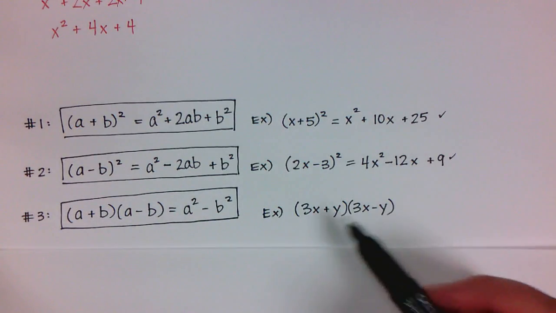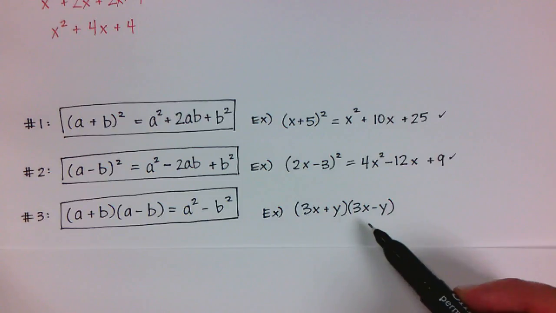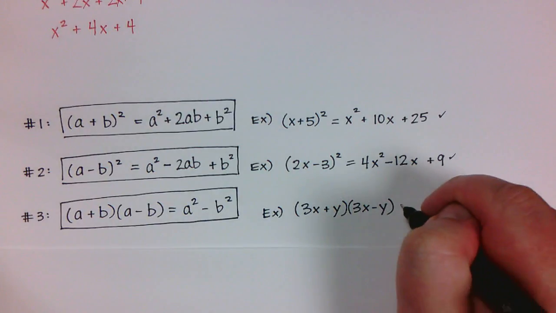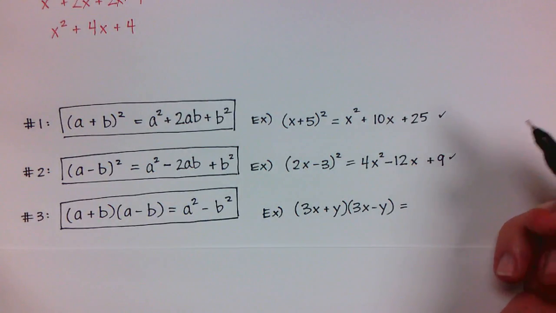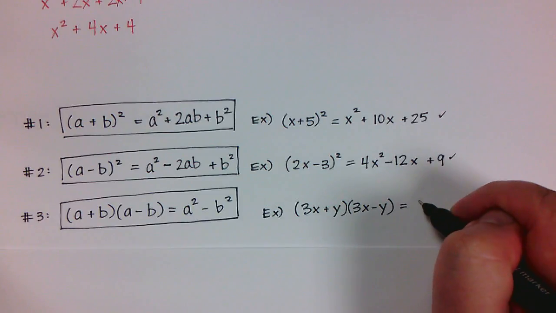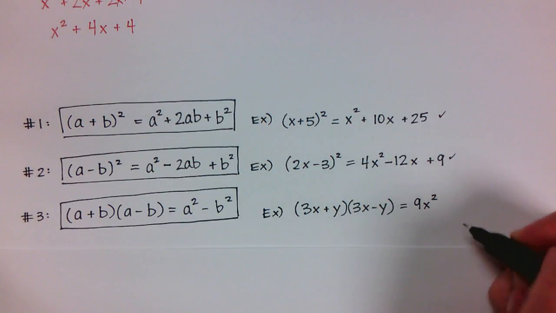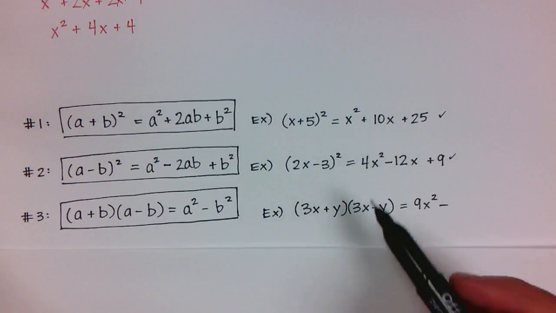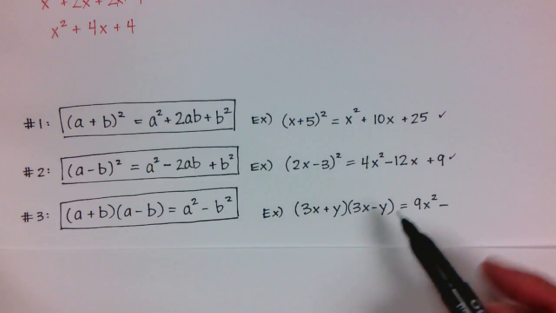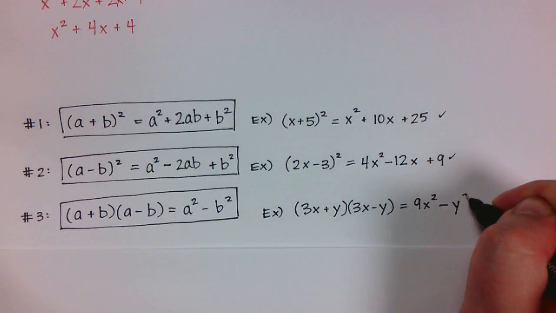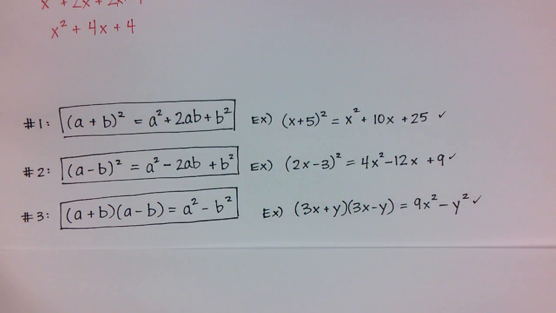So over here, I have 3x plus y times 3x minus y. So all I do is I take my first term, which is 3x, and I square it. That's going to be 9x squared. Then I'm going to subtract whatever the second term is being squared, so y squared. And I'm done. This is it for our lesson today. It's so awesome, really easy. It's going to help you out if you can just remember these 3 rules.